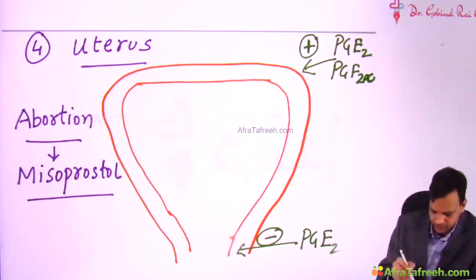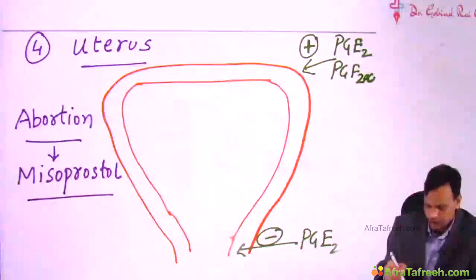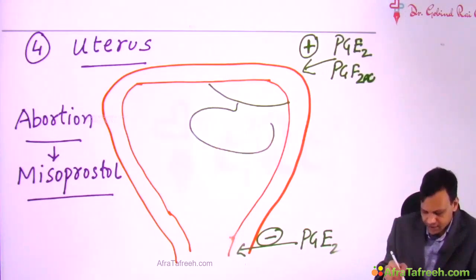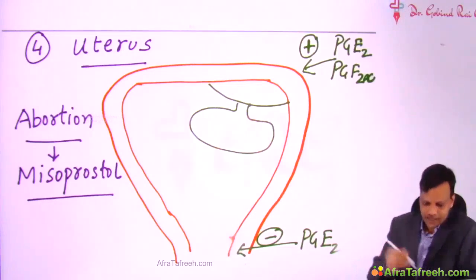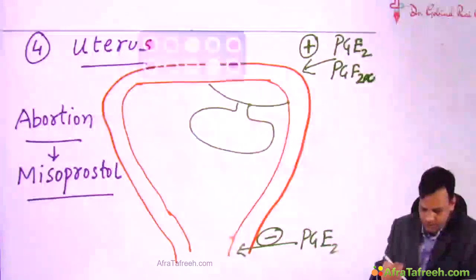Now another thing, this is the uterus, and the placenta is attached on the uterus. Over the placenta the baby is attached. So when the delivery occurs, first the baby goes out.